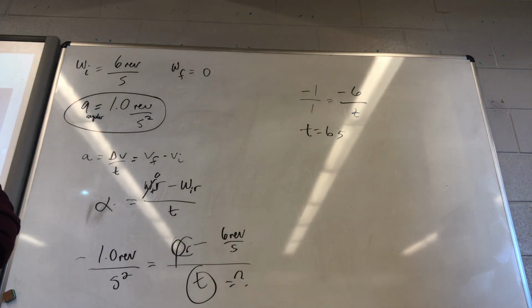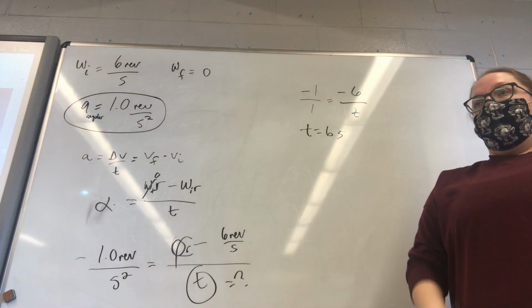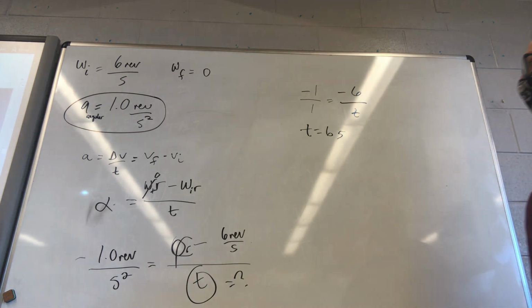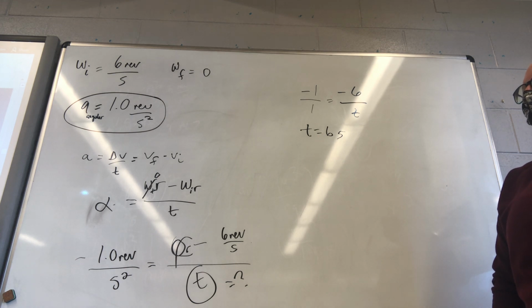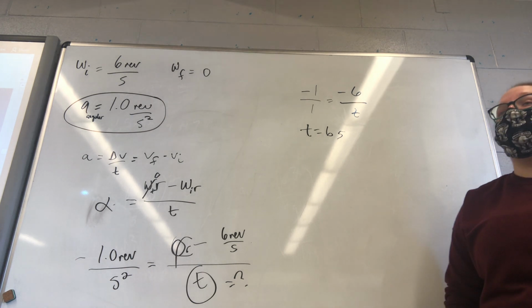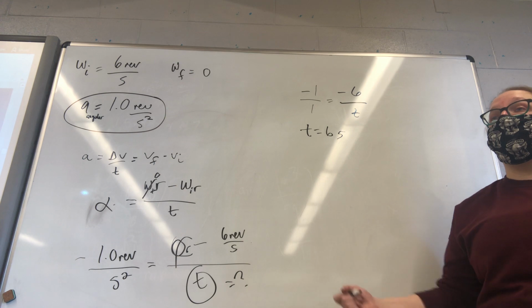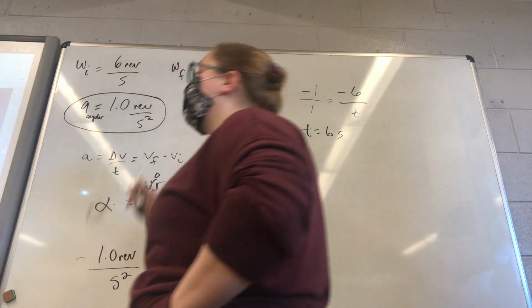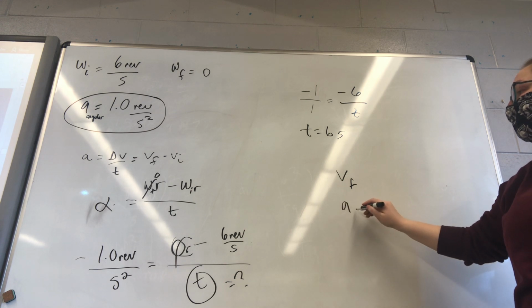But we want the angular displacement before it stops. So how many times is it going to go around before it stops is our question. 6 revolutions per second in 6 seconds. Here's the problem: they gave you a problem that requires the kinematics formulas, and you can't do it without the kinematics. Because at this point, you know time, you know initial, you know acceleration.